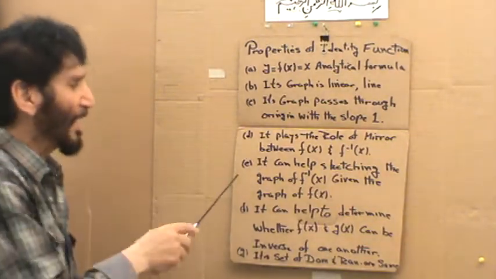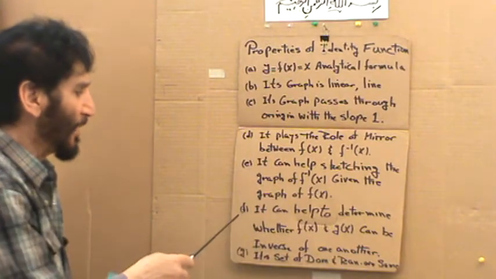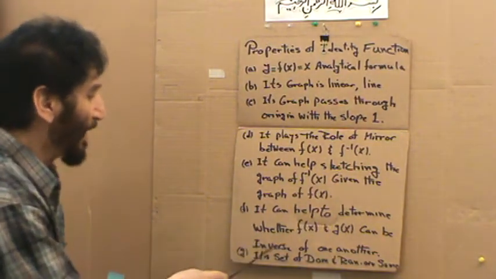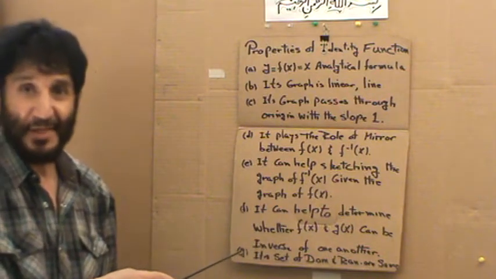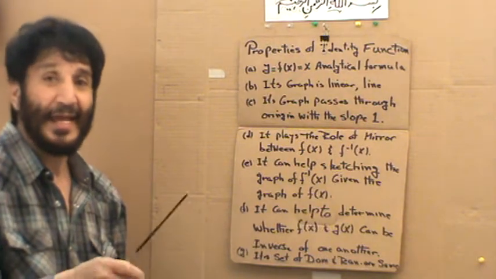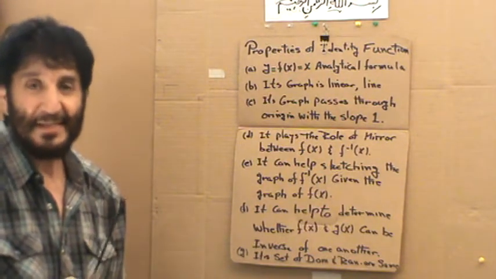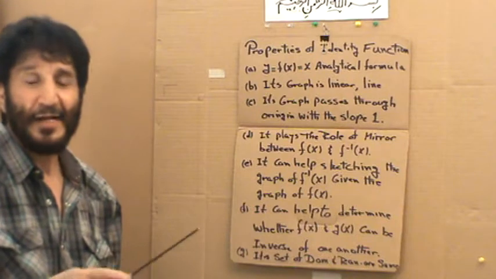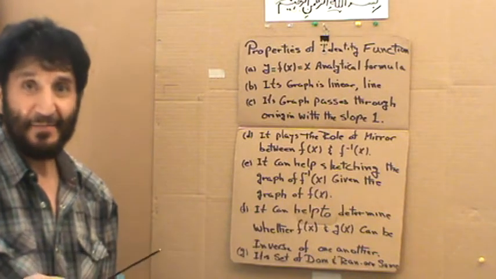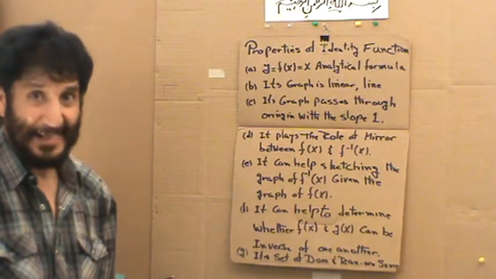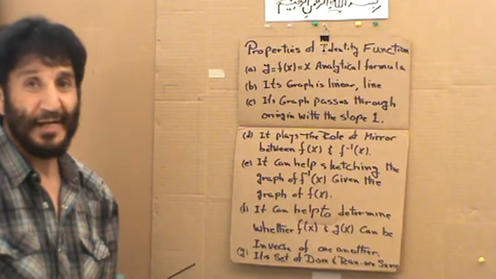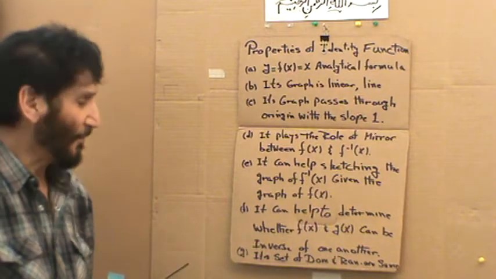Okay, then it can help to sketch the graph of the inverse. I already mentioned it can help us to determine whether f and g are inverses of each other. So if you compose them together, f and g, and they end up being the identity, then we say yes, they are inverses of one another. So f circle g and then g circle f, if both of them produce the identity, like y equals x, then yes, these two functions f and g are inverses of one another.